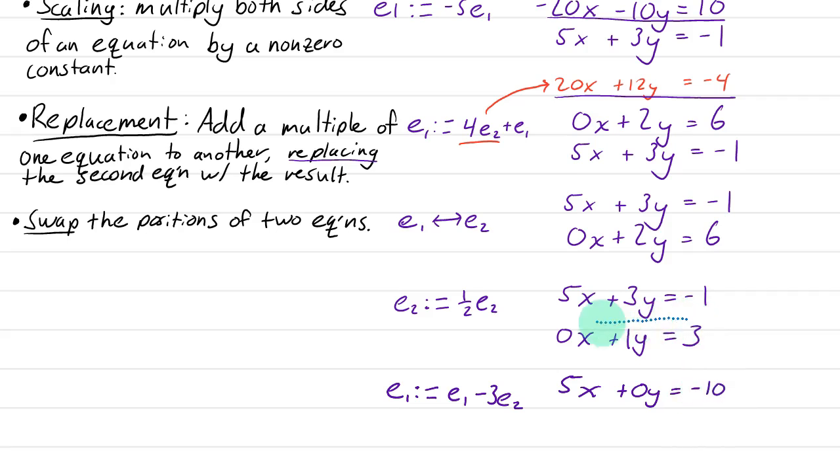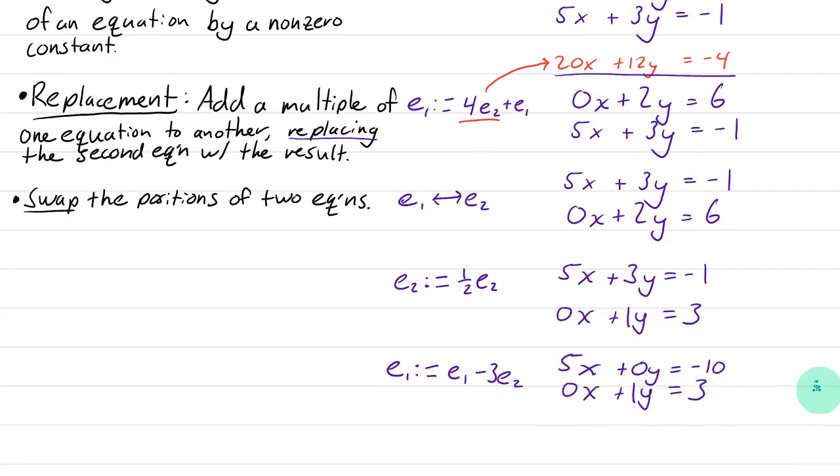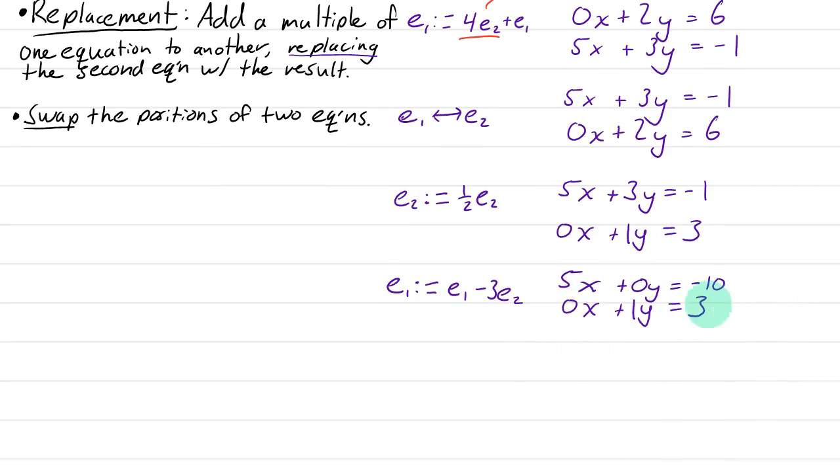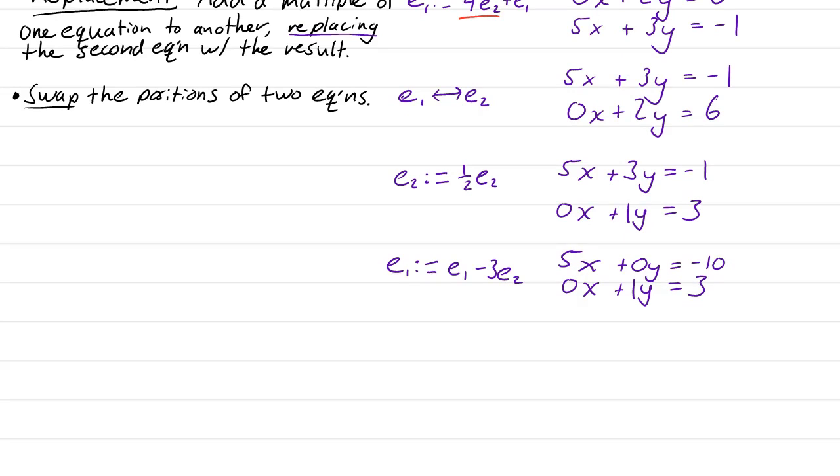And the second equation I'm not changing here, so I get a system that is still equivalent to each of the systems in the steps that we've done so far. And anyways, of course, then you can just do a scaling operation. I can do E1 will get scaled by 1 over 5.